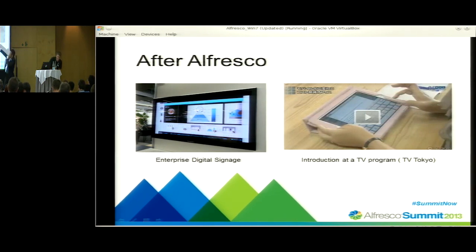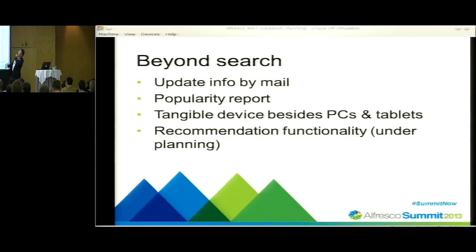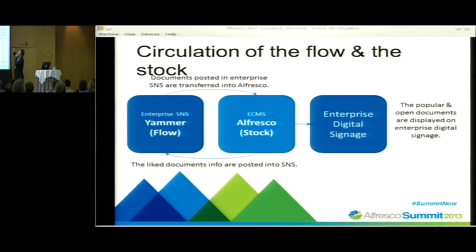Here is the digital enterprise signage that shows office documents stored in Alfresco. This is the idea of Beyond Search. This is the circulation of the flow and the stock. The documents stored into the enterprise social network called Yammer are automatically transferred into Alfresco and vice versa. Together with the enterprise digital signage, people can share the knowledge for marketing.